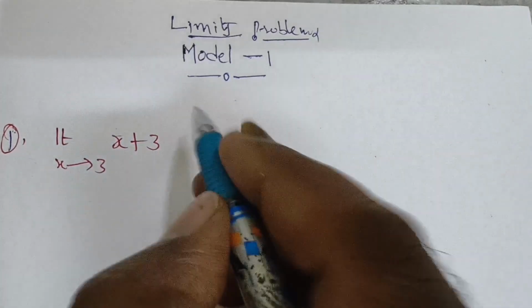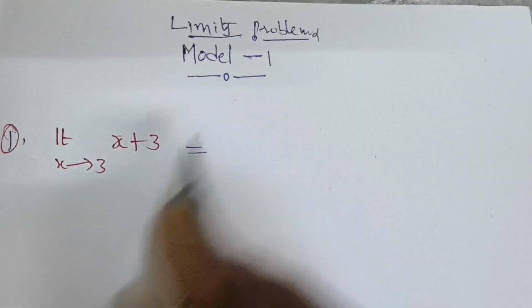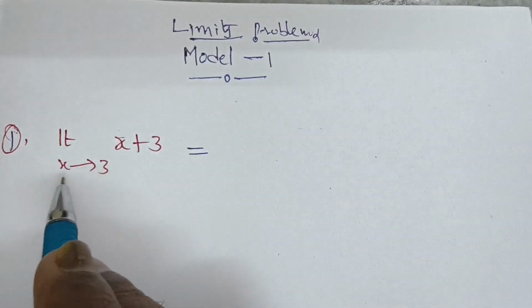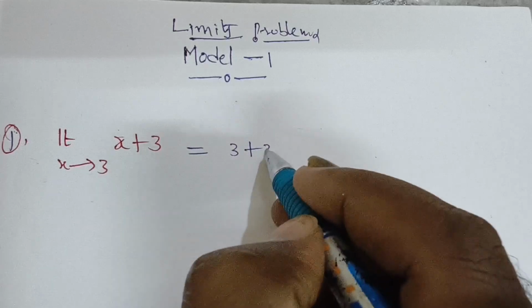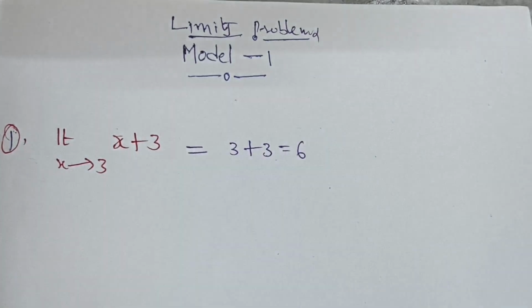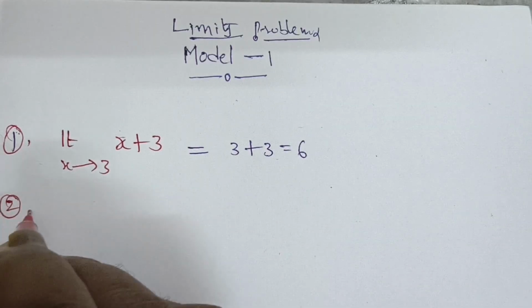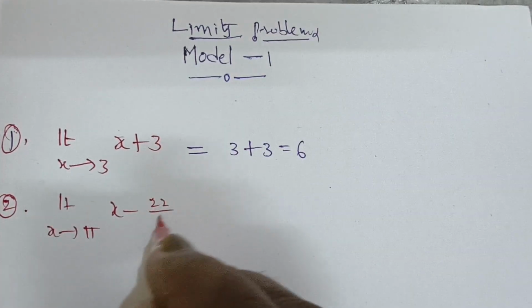First problem here. Limit x approaches 3, x plus 3 equals to. Here x approaches 3 means we substitute x as 3 in the given function x plus 3. So that is equal to 3 plus 3 equals 6.